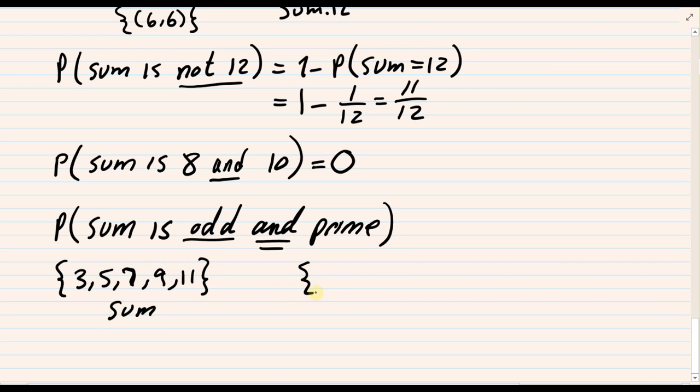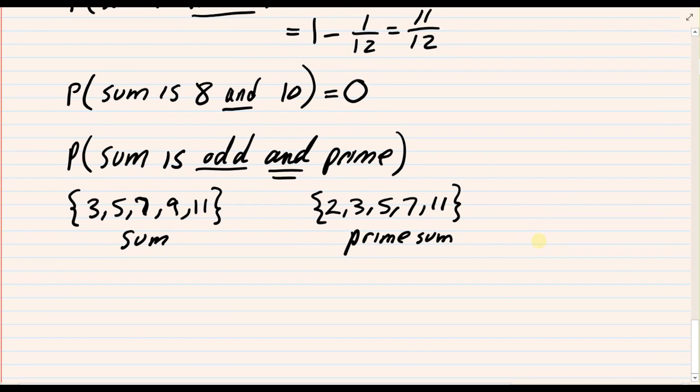Now, prime numbers in this list. Remember, 1 is not prime, so I'm going to leave 1 out. Now we're talking about the sum being prime, not just rolling a prime number. So prime sums would be 2, which is prime, 3 is prime, 5 is prime, 7 is prime, and 11 is prime in this list. Correct? Those are the prime sums that are favorable to our sample space. Now we want the sum to be both odd and prime. Well, the only ones that qualify here are 3, 5, 7, and 11, right? 9 is odd, but it's not prime, so we're leaving this out.